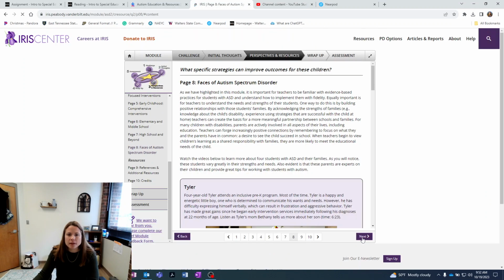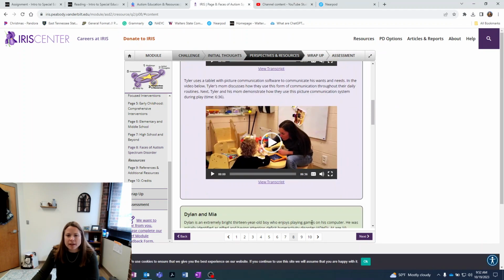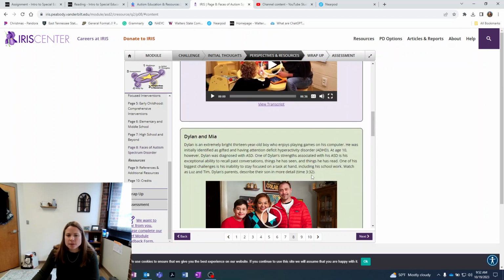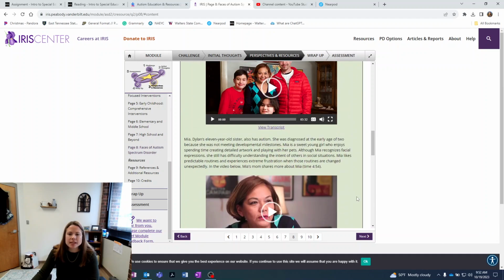And then it talks even more about some of the situations faced when you're working with children on the spectrum, and it gives you examples of the family's perspective and also a teacher's perspective, which helps.